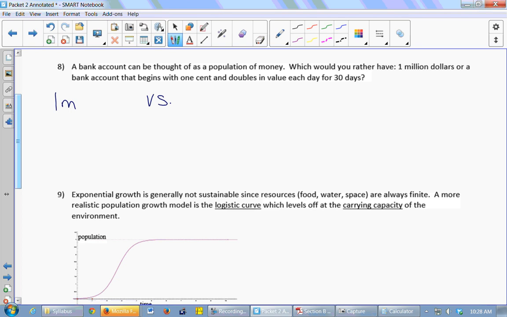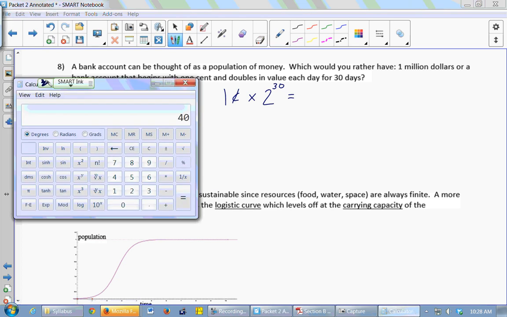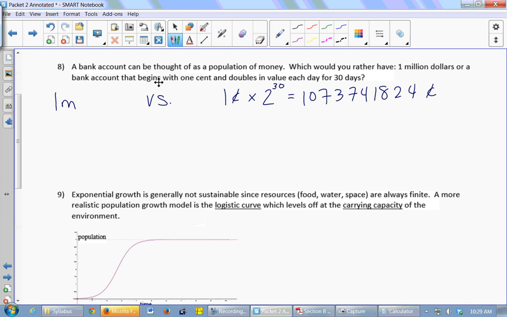All right, so otherwise, I'm going to take 1 cent, and I'm going to double it every day for 30 days. So I'm going to multiply by 2 to the 30th, because multiplying by 2 30 times is 2 to the 30th. And that comes out to, get my calculator, 1 times 2 to the 30th, 1,073,741,824. That is cents, right? Because I started with 1 cent and I doubled it. So my units are still cents here.